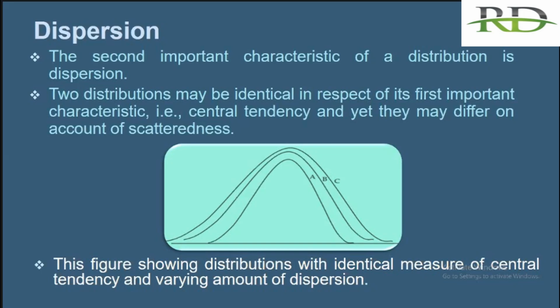So I'll explain. All the 3 curves, A, B, and C, have the center exactly at the same point. If we draw a line from the peak on the x-axis, the center is exactly the same. But A is less scattered, B has a wider dispersion, and C is the most dispersed among the 3. This clearly indicates that solely on the basis of measures of central tendency, we cannot and we should not define any data.